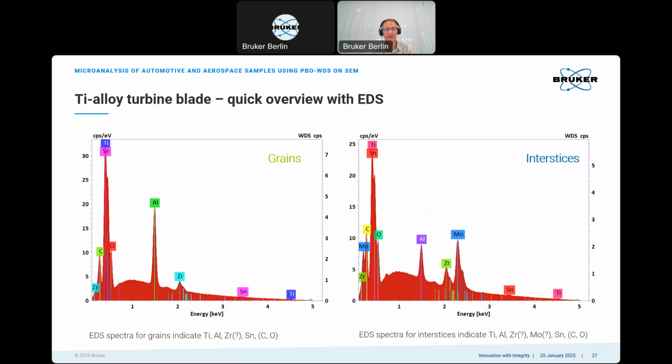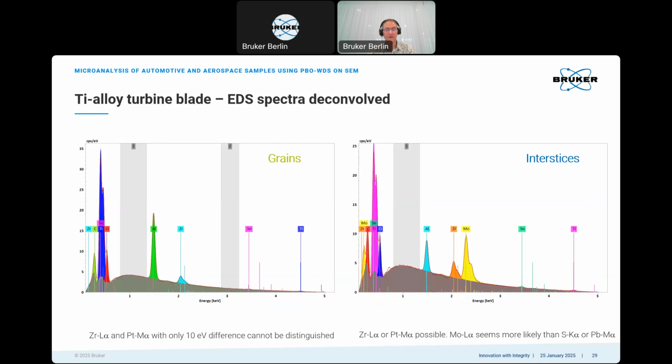Here are the spectra once again. And the question is, once again, molybdenum, there's also sulfur and lead. Are there some traces of sulfur and lead that we can find in the sample? And is the zirconium really zirconium, or is it platinum like we had in the catalyst? So we are using the marvelous EDS deconvolution, and it seems zirconium fits quite well, and the molybdenum also. But also platinum would fit well, and we cannot decide if there are traces of sulfur and lead.